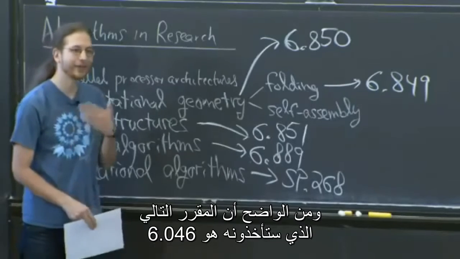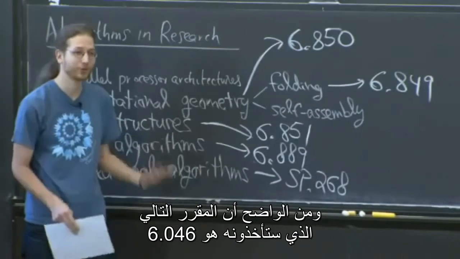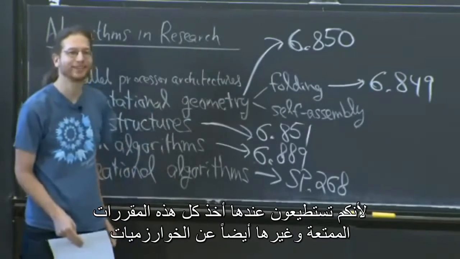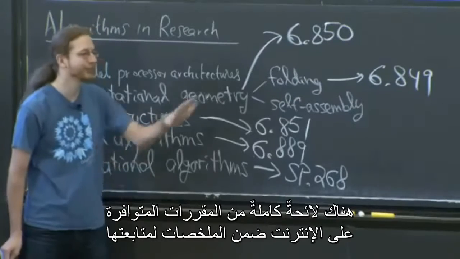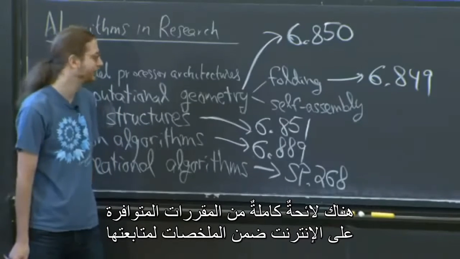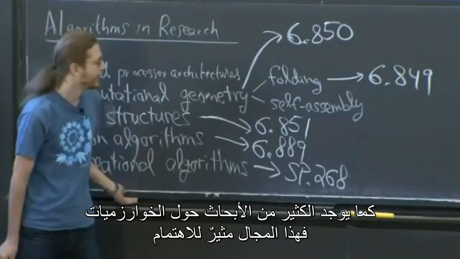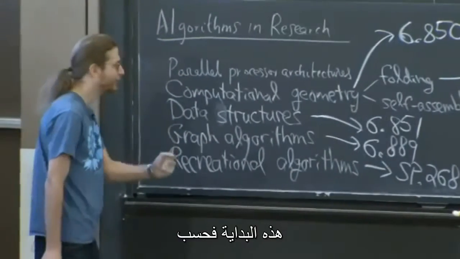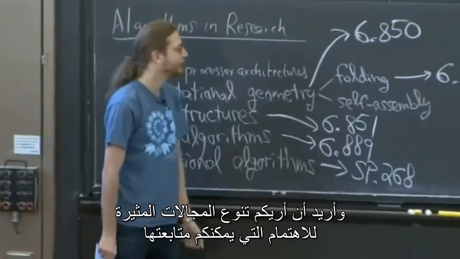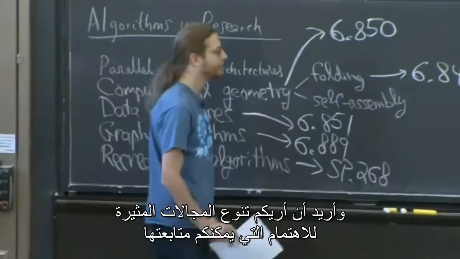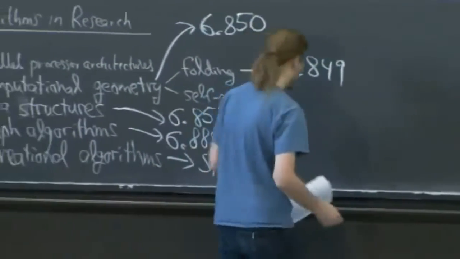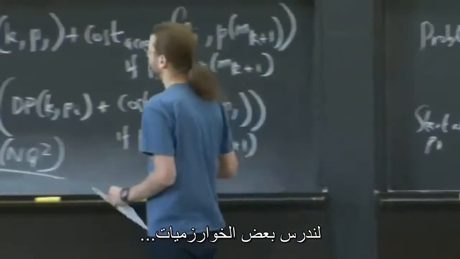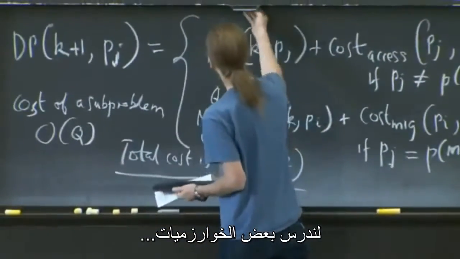And in particular, the obvious next class for you to be taking is 6046. But why should you be taking 6046? Because then you can take all these exciting classes and many others about algorithms. There's a complete list of follow-on classes in the lecture notes, which are online. And there's so much research in algorithms. It's a really exciting area. This is just the beginning, just the taste. And I want to show you where various exciting places it can go. So let's do some algorithms.